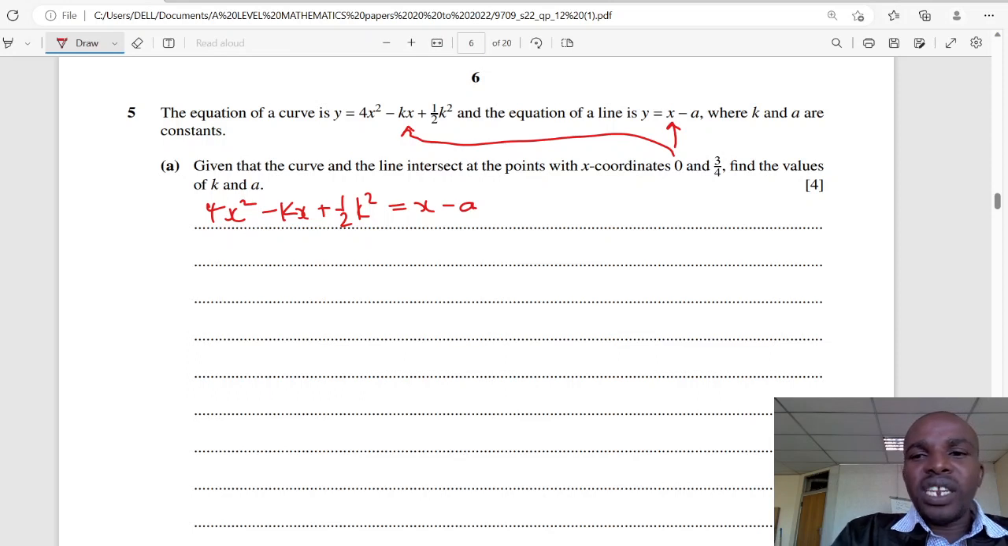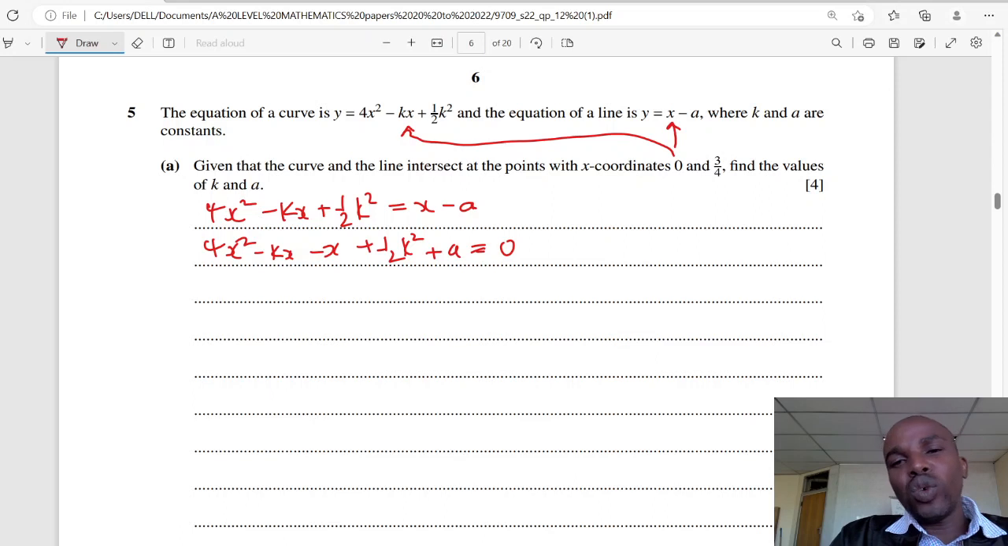Then, if we can simplify this part, what do you get? You can say here 4x squared minus kx, then minus x plus half k squared, then plus a is equal to 0. So this is the equation representing the points of intersection of the two items, right? So what you have to do now is substitute x0, put x0 here. Then what you get is your k. You can find an equation in k.